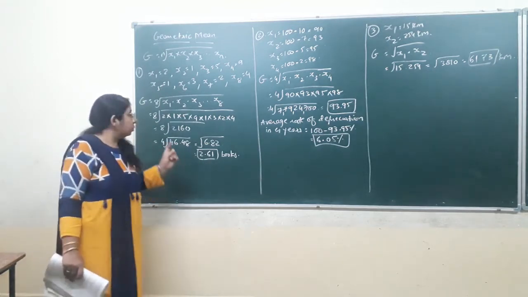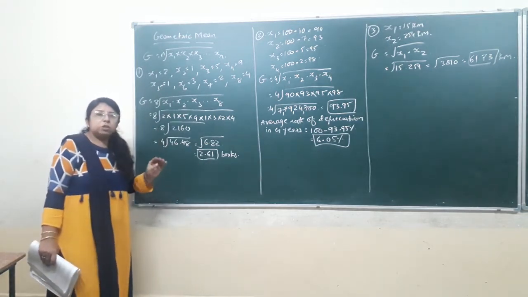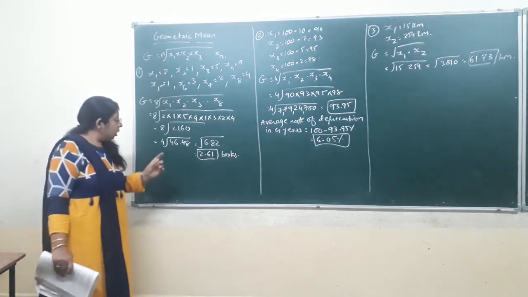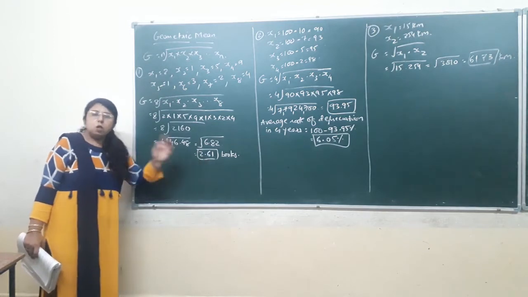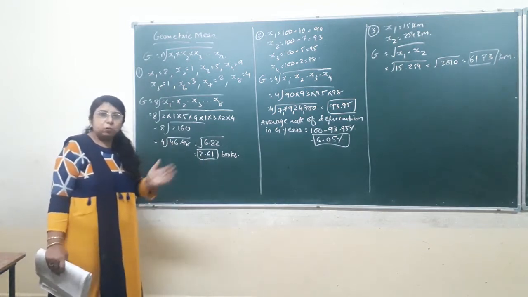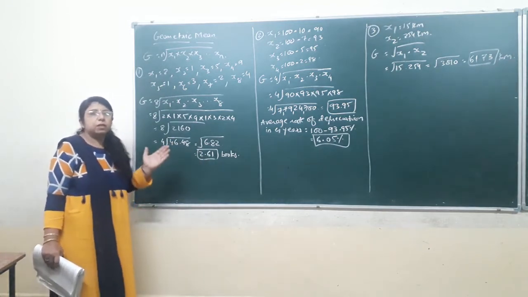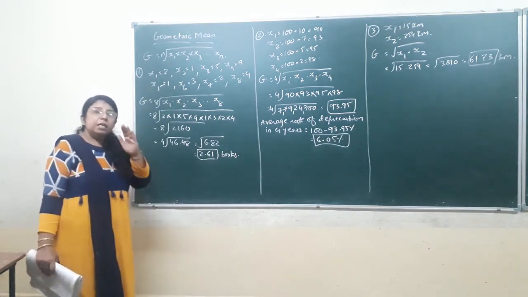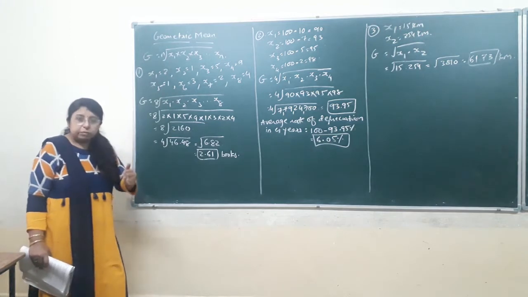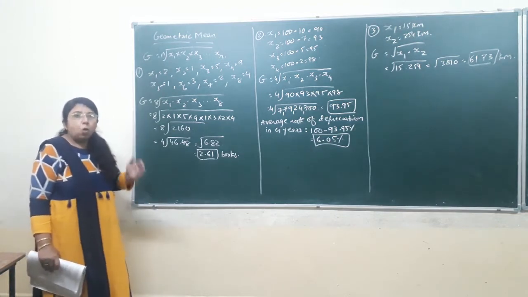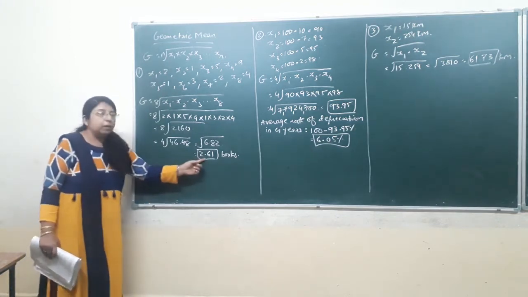If the value given to you outside is 4, suppose in the question 4 observations are given to you, then you will find the root twice in order to get the final answer. So it depends upon the question, whether 8 observations are given, or 4 observations, or 2 observations. If 8 observations are given to you, then you have to find the root thrice of the same number in order to get the final answer.